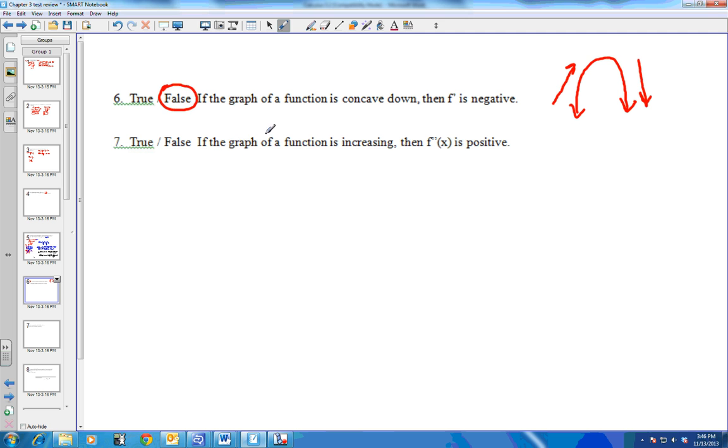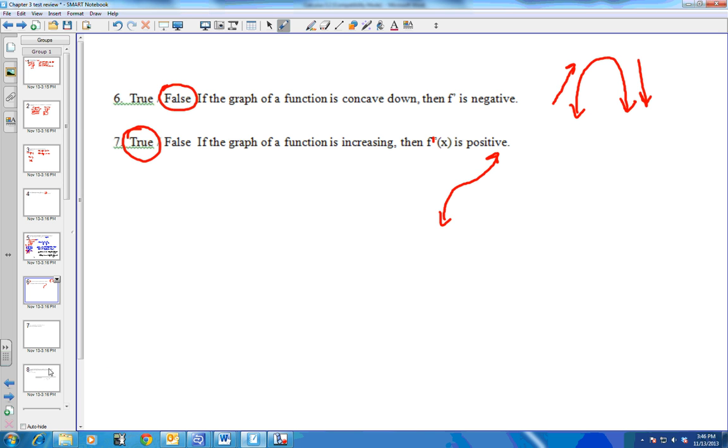Okay? If the graph of a function is increasing, then f, is that prime or double prime, is positive. I think it's supposed to be f prime of x. Alright, so we'll say f prime of x is positive. So that's true. Anytime a function is increasing, we know that that's where the first derivative is positive. So that is true. I'm not sure if that's an f prime or f double prime, but we're going to say it's f prime.